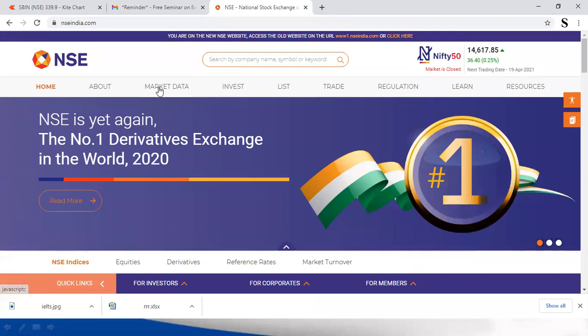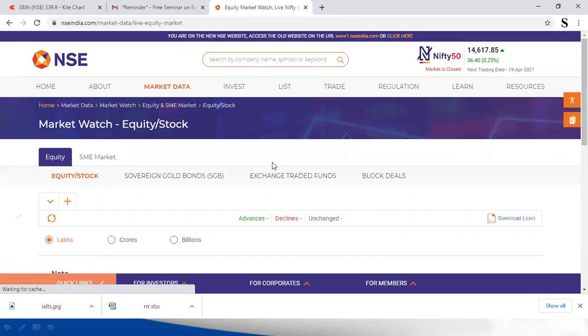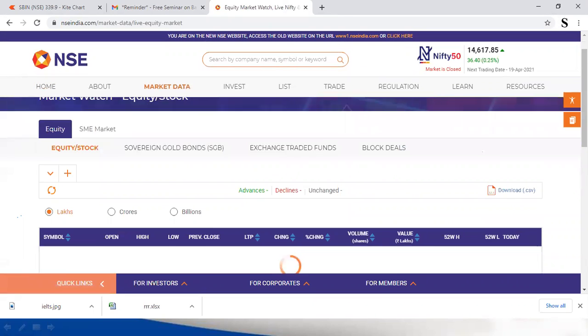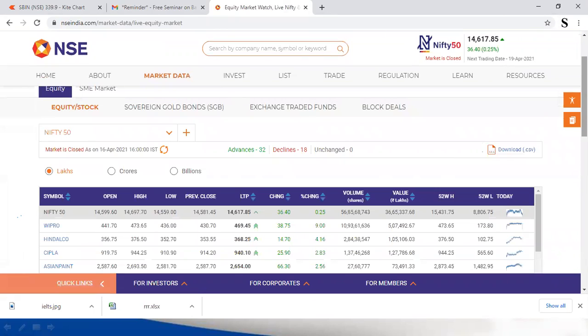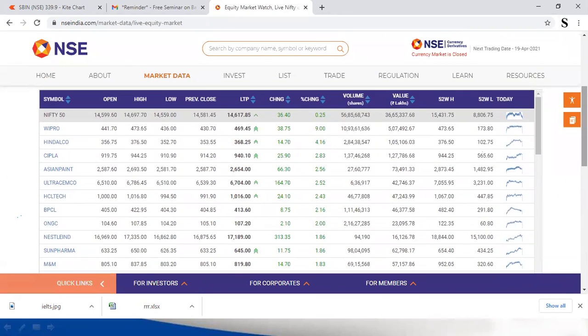So you come to NSE, you come to market data, equity, SME market. Okay, equity. These are your Nifty 50 shares. If you look at the Nifty 50 shares, you will always see volumes. These are the top 50 companies of NSE right now. So whenever you decide which shares to look up, these are the shares that you should look up.